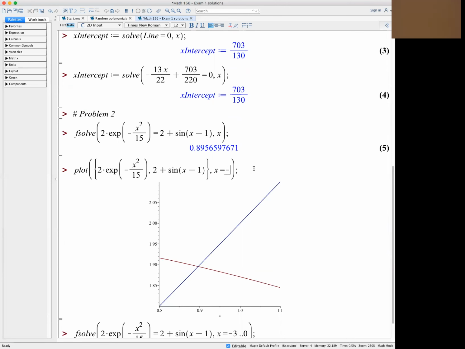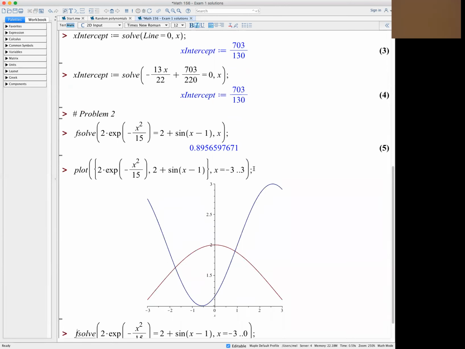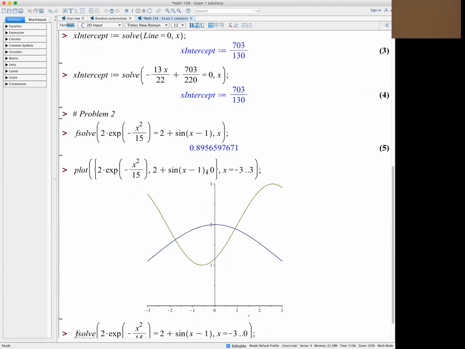Let's just go back. -3 to 3. That's it. This is not the x-axis, by the way, because this is 3, 2, 1. This is well above the x-axis, but you can see the points of intersection. If I include the constant function 0, now you see it properly. That's what it looks like. Okay, that's problem 2.